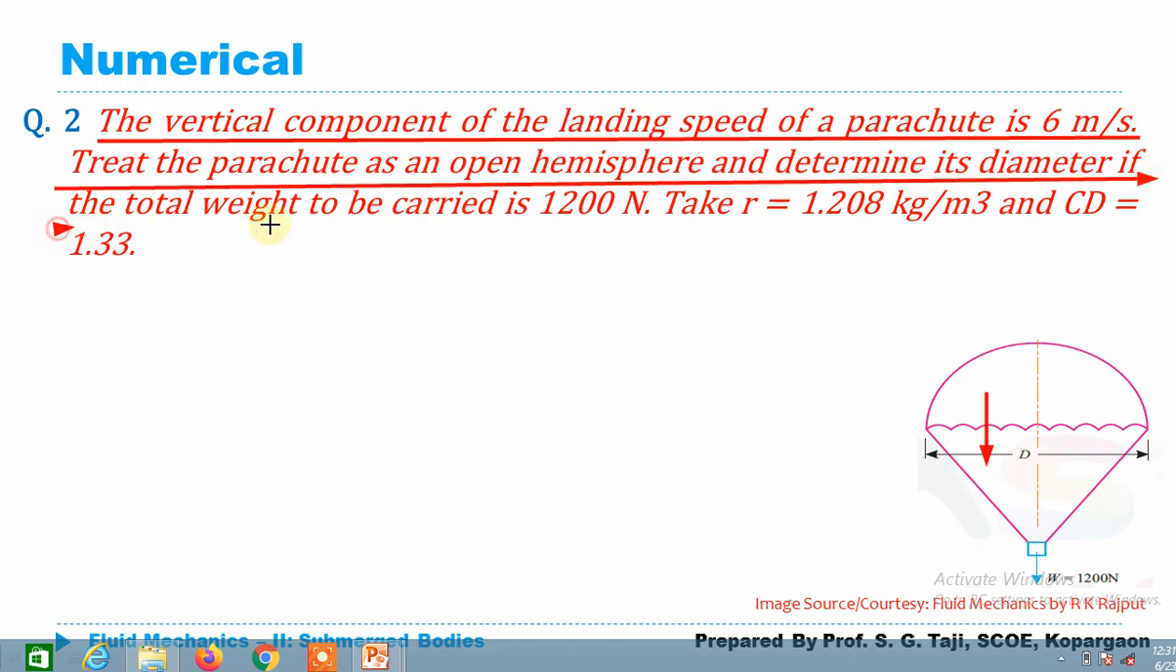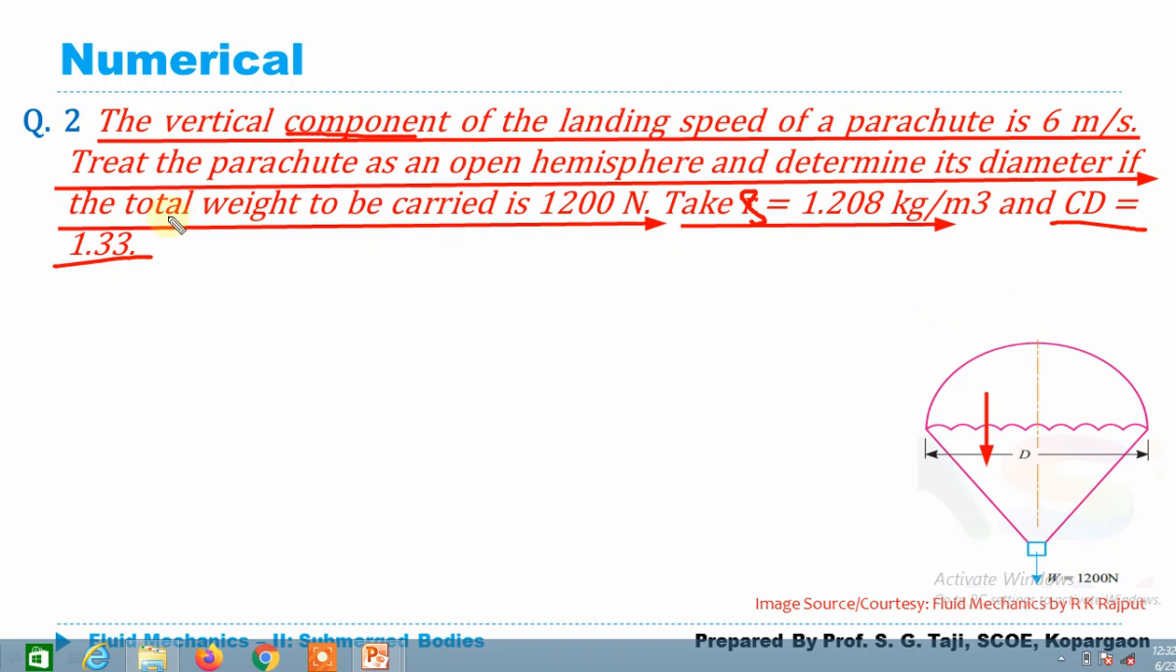The total weight to be carried by the parachute is 1200 Newton. Sorry, here it is not R, the value is given as 1.208 kg per meter cube. That means it is the density. Mistakenly I wrote R there, so I am replacing it with the density. And CD is given as 1.33. So they ask us to calculate the diameter of that hemisphere parachute.